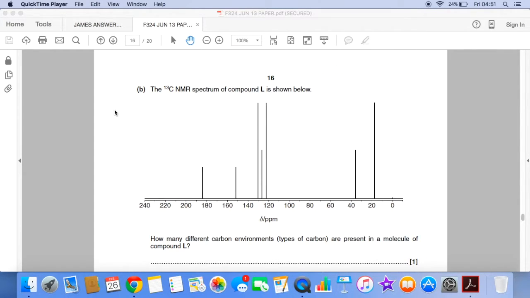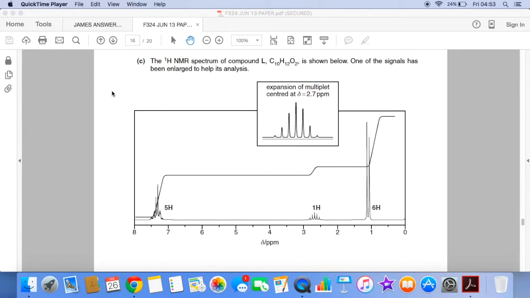It looks at the carbon-13 NMR spectrum of L. So here it is, and we've got to say how many different carbon environments are present in the molecule. Part C looks at the proton NMR spectrum of L. So you can see we've got 3 signals. The shift values were read off the scale there. We've got the integration values, 5H, 1H, 6H, and we've also got the splitting patterns. And this one has been expanded, and there it is.